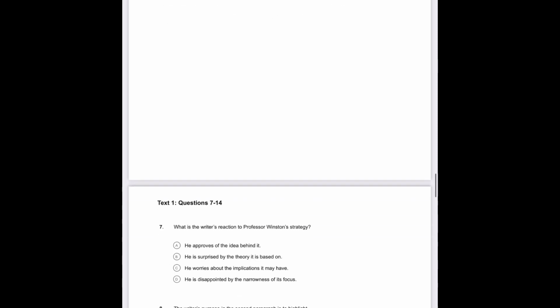Go directly to the question. What is the writer's reaction to Professor Winston's strategy? Now you might wonder, if you have read the question first, you'll have to read the entire extract to find the section talking about Professor Winston's strategy. So might as well read the text first.